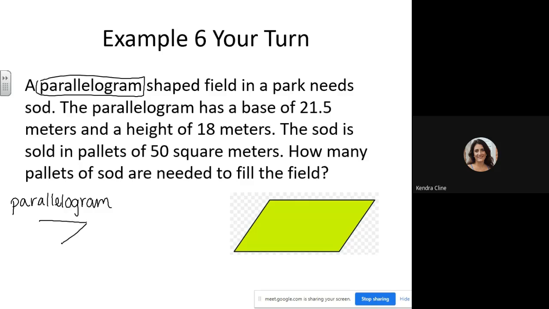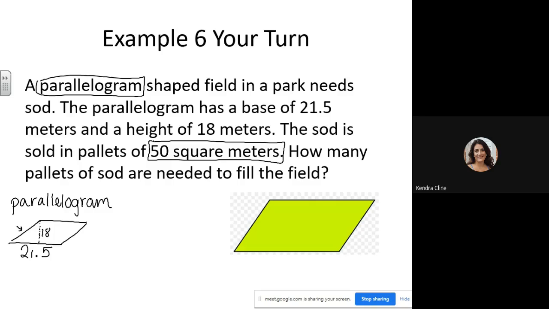Draw a parallelogram the best you can. It's like a tilted rectangle. Sort of looks like the state of Tennessee. We talked about that in class. Okay, so we know the parallelogram has a base, the bottom, of 21 5/10. And the height, remember the parallelogram, this right here is not the height that's tilted. The height is going to be going directly from the corner to the base. The height is 18 meters. We know the sod is sold in pallets of 50 square meters.